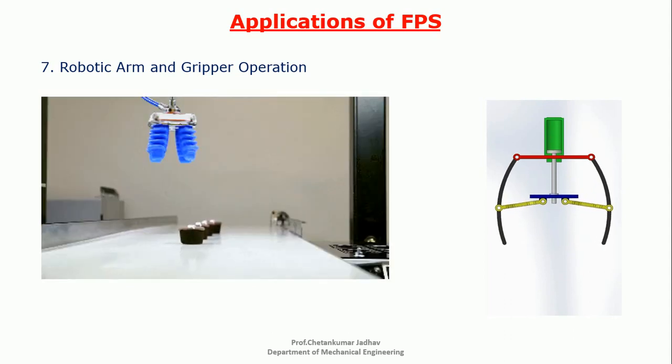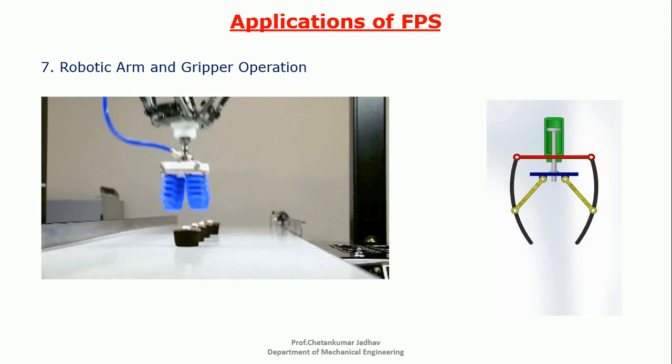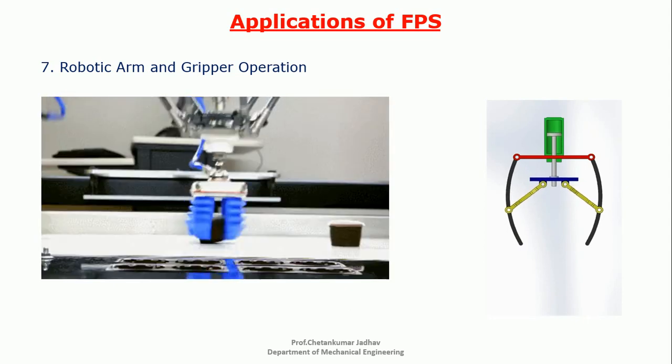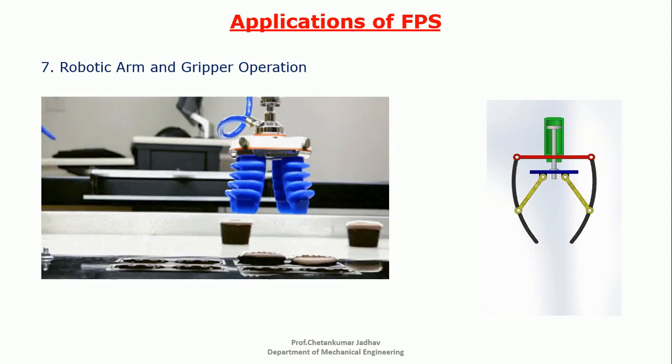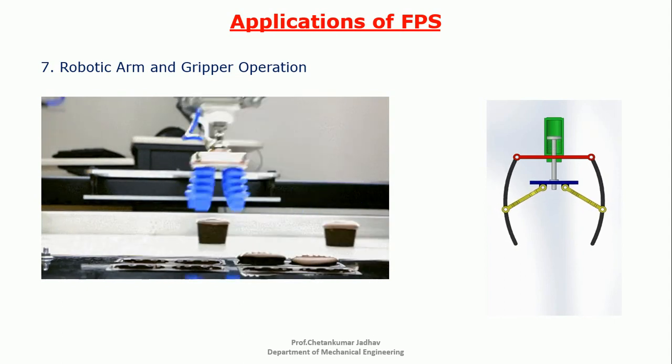As the cylinder retracts, the end effector will be able to hold the object, and as the cylinder extends, the end effector will be able to release the object. Hence, with the help of the pneumatic power system, we can control the robotic arm and gripper operation.